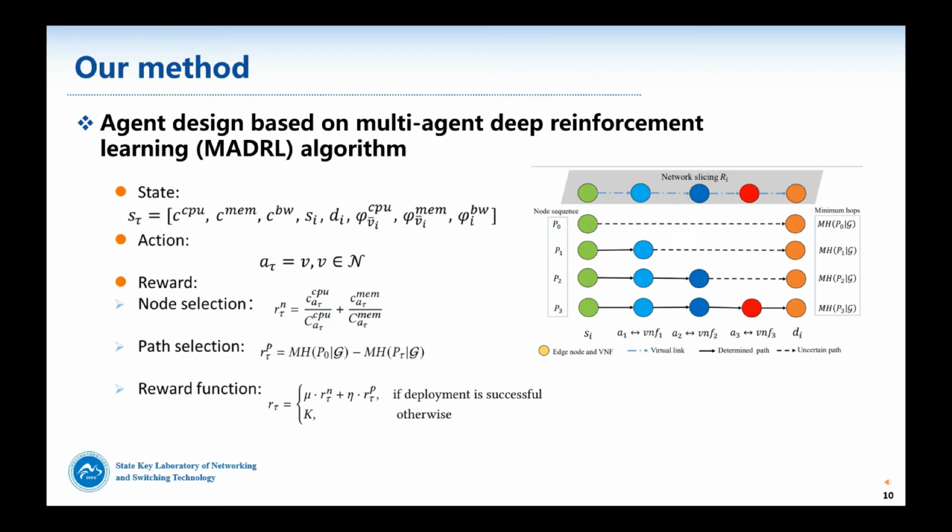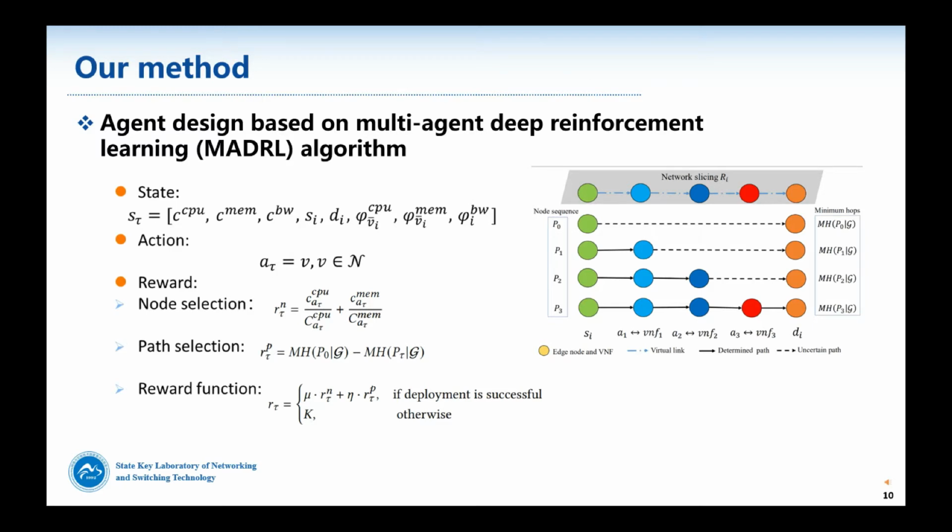The action space is a set of network nodes, and each action corresponds to the deployment of a virtual network function. Also, we split the reward function into two parts. The first is node selection, and the proportion of available resources of the selected node is used as feedback, followed by the path selection. The selection of node will affect the mapping of paths.